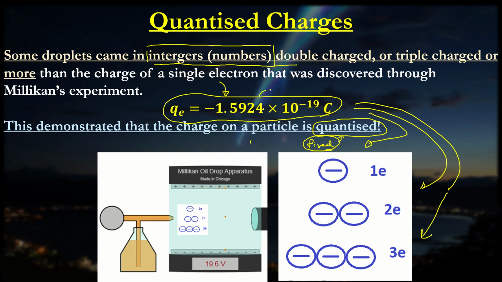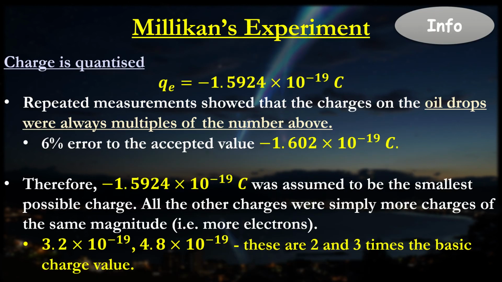Now you might notice that this number is not quite the same as the one we know today, and obviously there was a little bit of error still involved, but that was the first time we actually realized that charge was indeed quantized, and the approximate value of the charge of the electron.